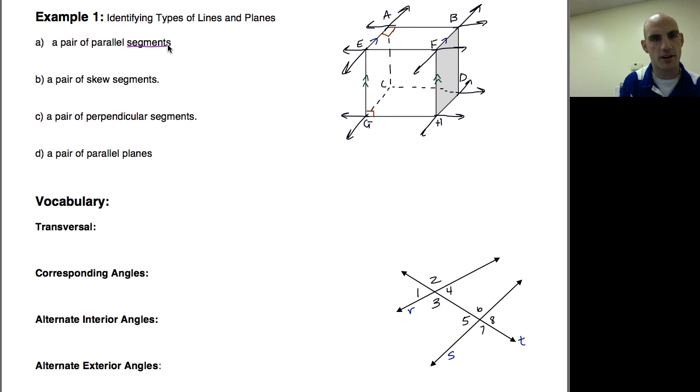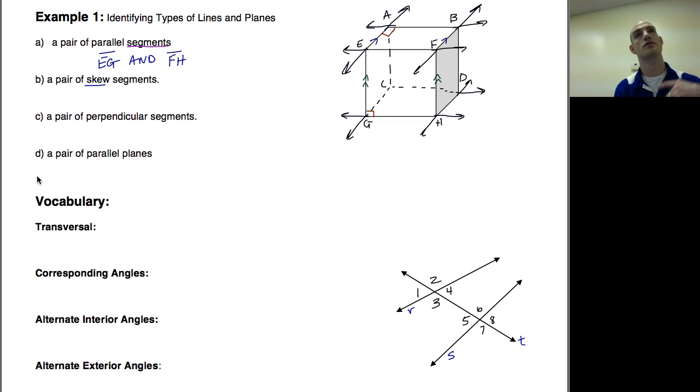So let's say a pair of parallel segments. Well, it asks me for segments, so I need to name them as such. So I'm going to say segment EG and segment FH. Those are parallel segments. There are many others, but those two are marked parallel, so I'm going to use those.